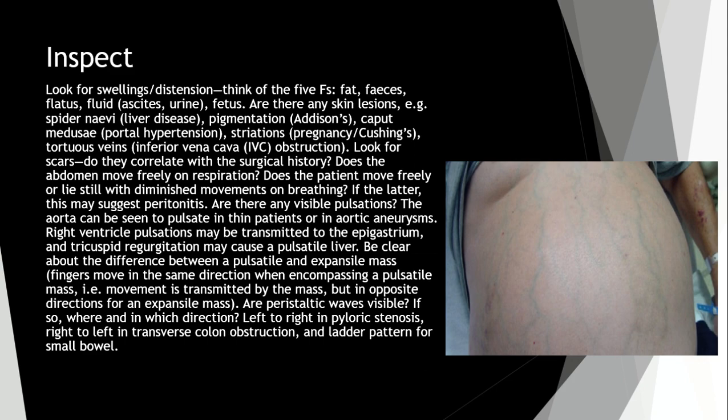Are there any skin lesions? For example, spider nevus, liver disease; pigmentation, Addison's disease; caput medusae, portal hypertension, which you can look for here. Striae, pregnancy or Cushing's syndrome or disease. Tortuous veins, inferior vena cava obstruction. Look for scars. Do they correlate with the surgical history?